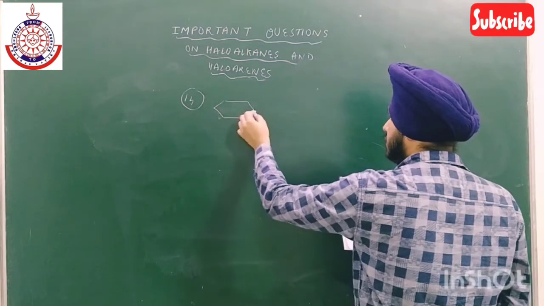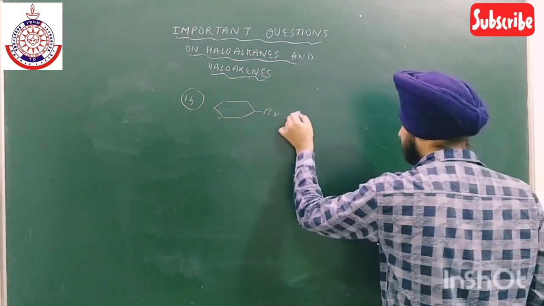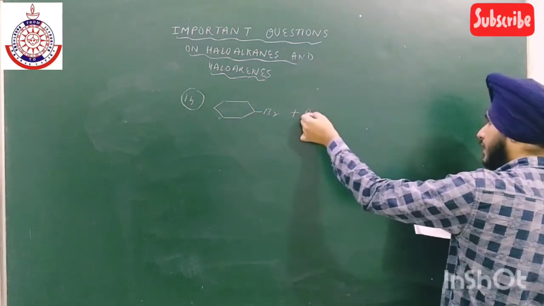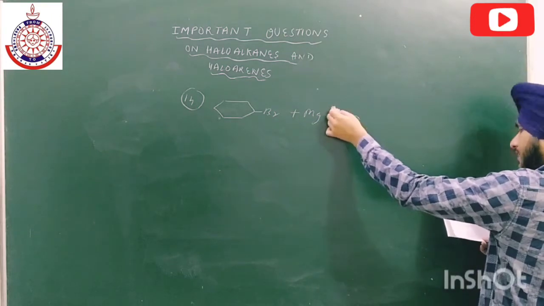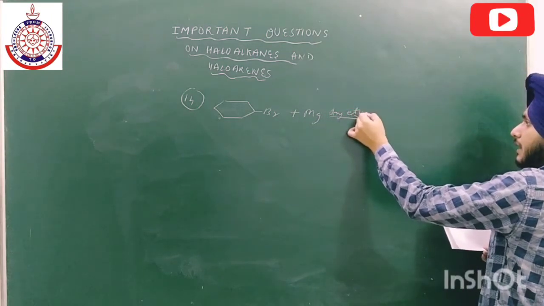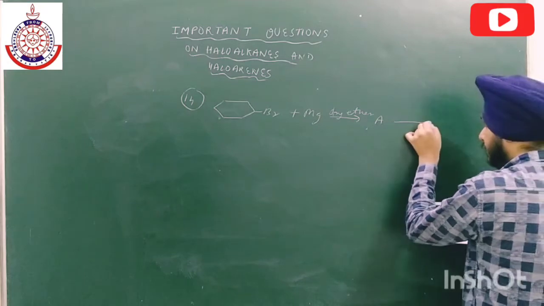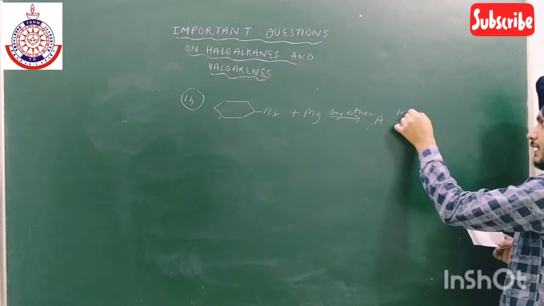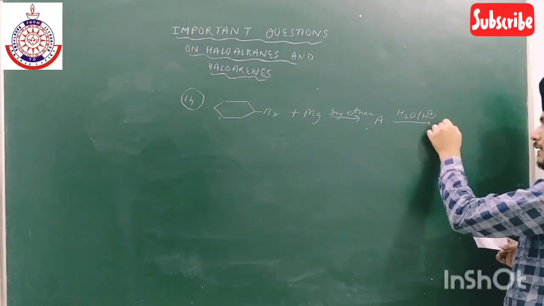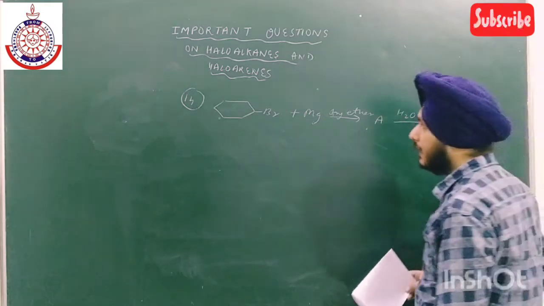Cyclohexyl bromide reacts with Mg in the presence of dry ether, and then A will be the product, and then we have to react A with hydrolysis to get B. We have to identify what is A and what is B.